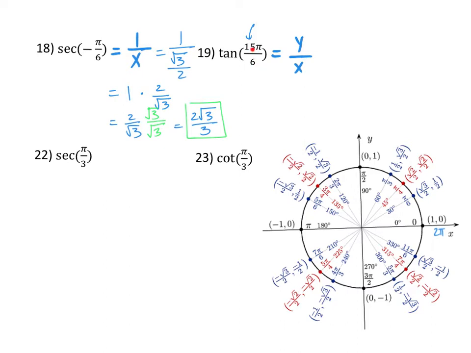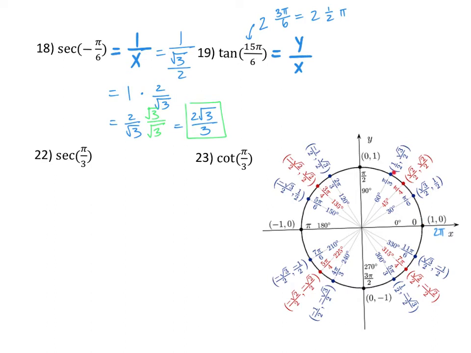So 6 goes into 15 2 times. So this has already made one revolution around the circle. And that means you would have 12 pi over 6, which gives you 3 pi over 6 left over. And if we think about 3 pi over 6, 3 over 6 can be reduced to 1 over 2, so this can be reduced to 1/2 pi.